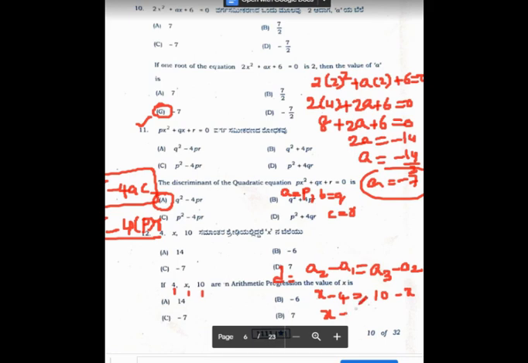So minus x moves to this side, it will become plus x. I'm writing 10 as it is. Minus 4 goes to the other side, will become plus 4. x plus x is 2x, which is nothing but 14. x is equal to 14 by 2, which is 7. Correct option for 12th question is 7, option D.